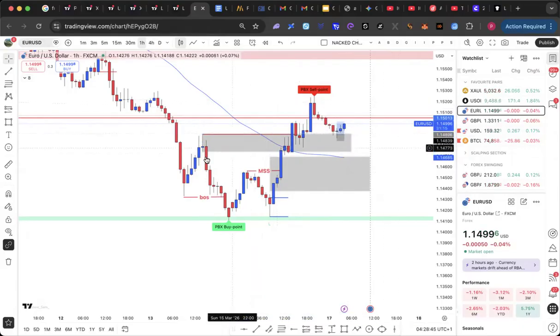Okay? This becomes what? A breaker block. Because why? It was not mitigated here. Then we break it above. That is a break and retest, is what you want to call it. So it's a breaker block because it was a resistance before. Now it's turned to a support.